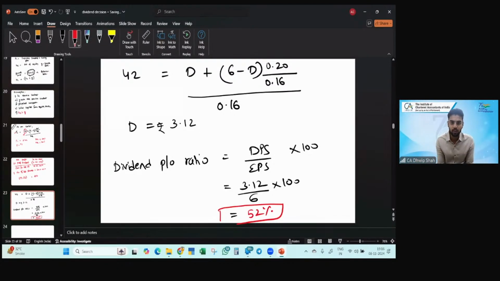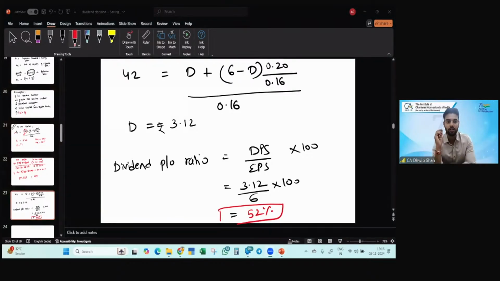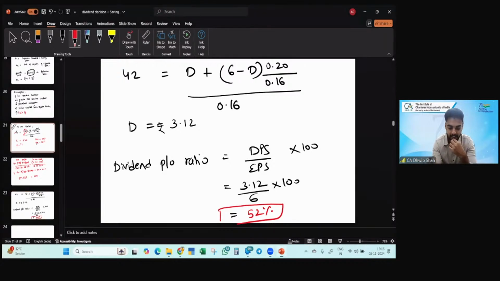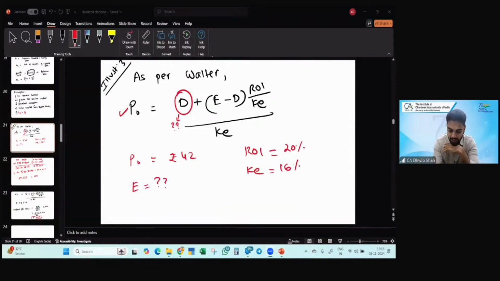How to solve using Walter's model? Acha, in this question, we have just asked dividend payout ratio. Now my question to you all, we have learned Walter's model. Tell me, is this the optimum dividend payout ratio? Is this 52% the optimum dividend payout ratio as per Walter? No. Why no? Because ROI is greater than KE. So when ROI is greater than KE, optimum should be 0%. Hope you all understand.